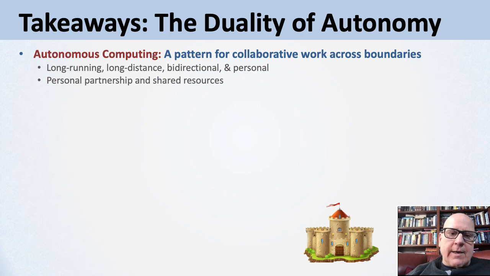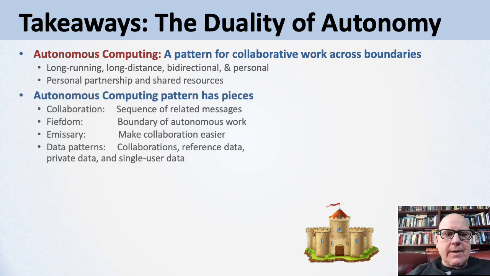So what are the takeaways of the duality of autonomy? Autonomous computing is a pattern of collaborative work across these boundaries. So we're doing work, but we have boundaries. It is long-running, long-distance, bidirectional, and personal. And you have personal partnerships, but shared resources. So the autonomous computing pattern has pieces to it. There's the collaboration, which is the sequence of related messages. There's the fiefdom, which is the boundary of independence, the boundary of autonomous work.